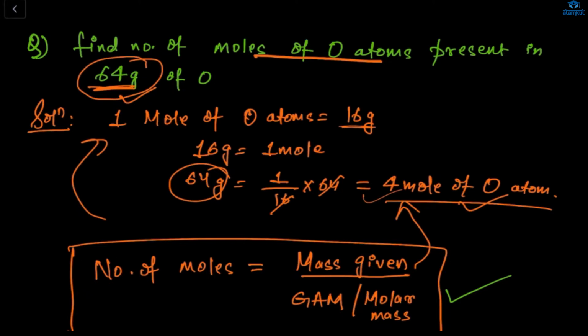1 by 16 into 64. Then we'll get this 4 moles of oxygen atom.